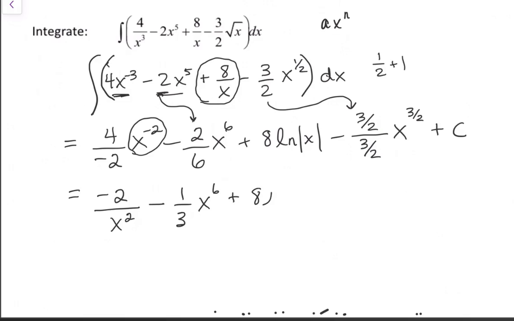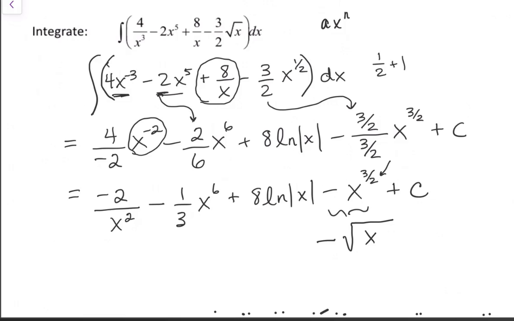My ln term is fine the way it is, so I'll just rewrite it. Minus 3/2 divided by 3/2, that's nice because anything divided by itself is 1, so my coefficient is 1, and my exponent is 3/2. And then there's my constant of integration. So I'm good with this answer. If you want to have root notation here, you can do that as writing this term as minus. Now my denominator is 2, so that implies square root. My numerator is the power on the x. So you could write that term as minus the square root of x cubed if you wanted to.